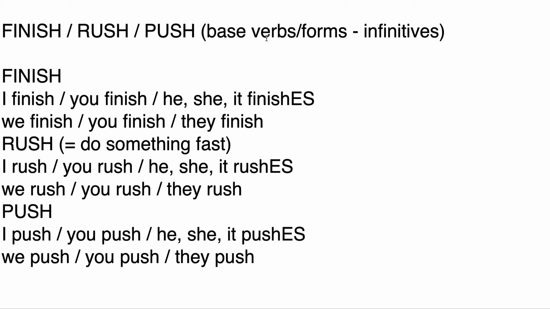Okay. So, what's the rule here? What kind of rule can we come up with? Look, these verbs, the three here, end in sh. So whenever they end in sh, the third person, meaning he, she, it, has to end in an es.